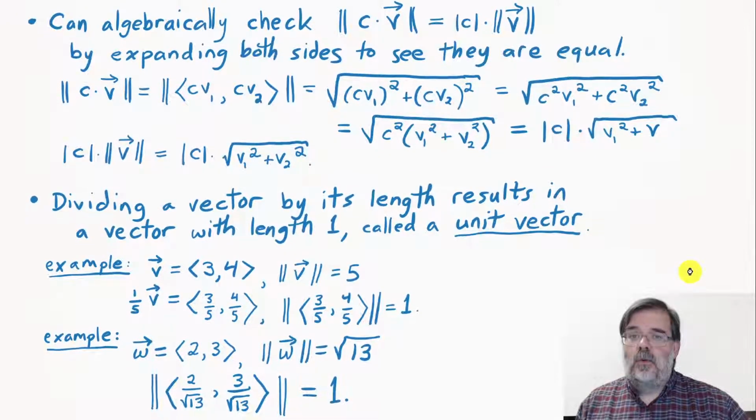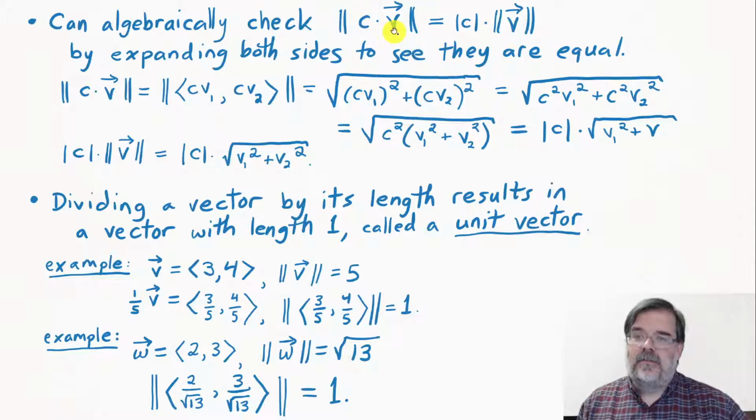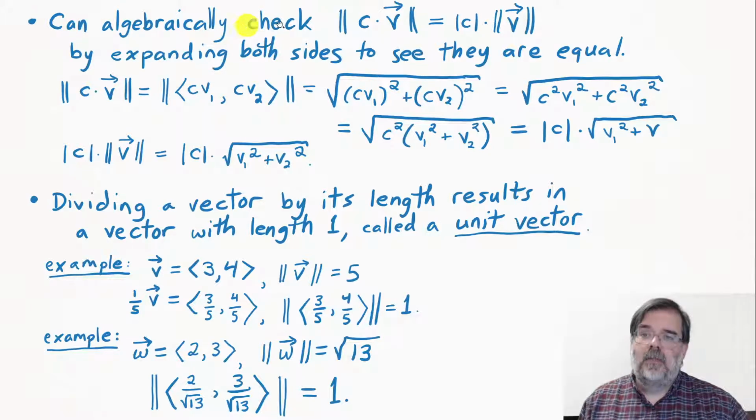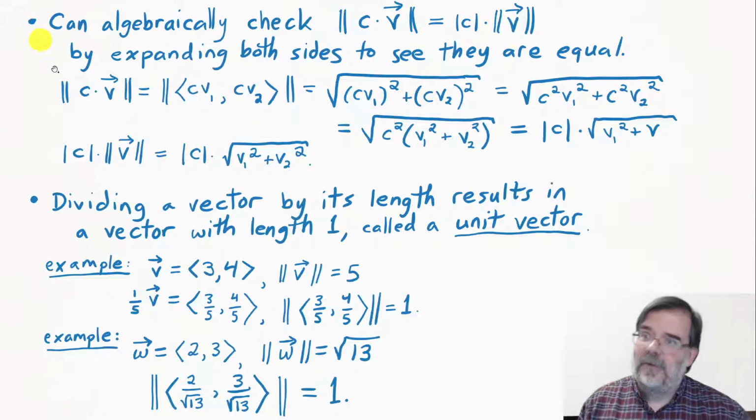Now, if you want to, you can actually check that the length of c times the vector v is equal to the absolute value of c times the length of v. And checking that these statements are true just requires some algebra. You would algebraically simplify each side just to see if they're equal, which, spoiler, they are.